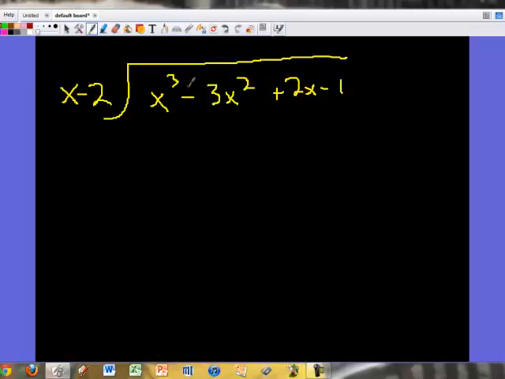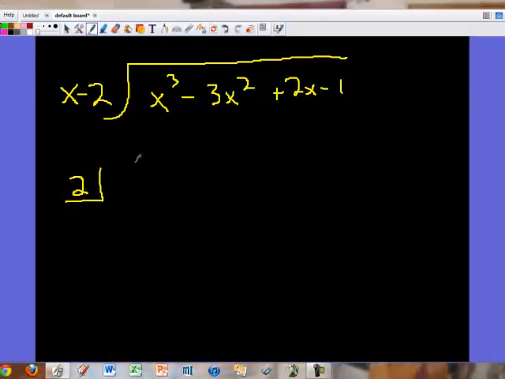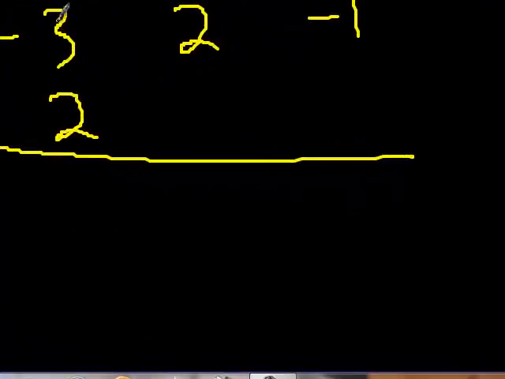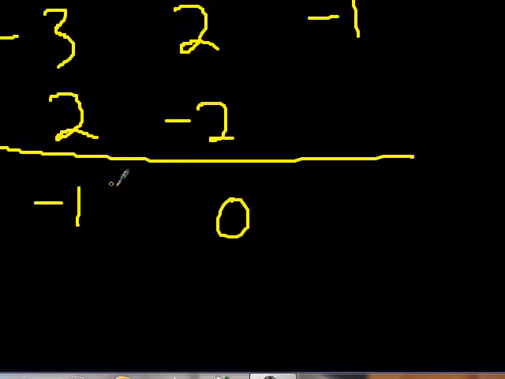So check your powers. 3, 2, 1, number, we're good. So change your sign. Put it in your box. Coefficients only. Draw your line. Bring your first number down. Multiply. 2 times 1, 2. Negative 3 plus 2, negative 1. Negative 2 times negative 1 is negative 2. Add is 0. 2 times 0, 0. It gives you negative 1.